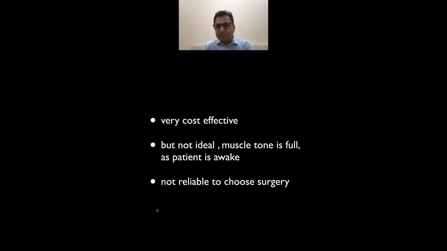So it's very cost effective because there's no cost involved. You can just do it in the OPD, but it's not ideal because here the muscle tone is full. The patient is awake. So you do not know what happens to this when the patient is sleeping. So it's not reliable to choose the surgery that you want to do, because the surgery you are doing is for the problem which is happening during the sleep. You're not doing a surgery for the problem which is happening when the patient is awake.